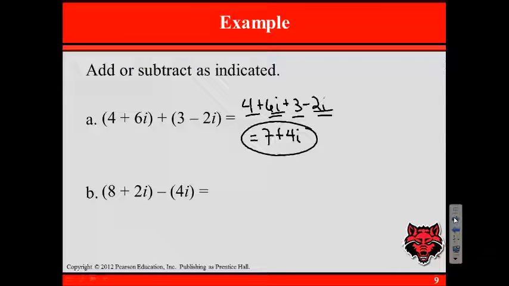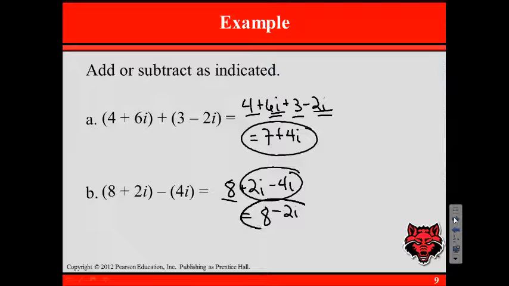In the next example, we have 8 plus 2i minus 4i. So we can rewrite this as 8 plus 2i minus 4i without any parentheses. We only have one real part, and that's 8. So 8, we have two imaginary parts. 2i minus 4i is a negative 2i.